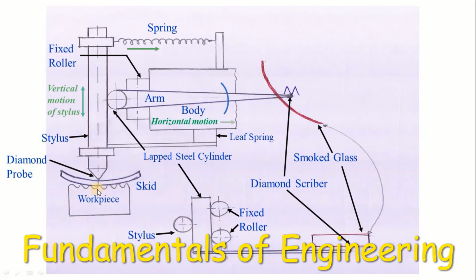Now you see, if there are irregularities on the workpiece during the horizontal motion, the stylus will move in a vertical motion, up or down. That is connected with the lap cylinder, so the lap cylinder also rolls, and that gives movement to the arm. Then the arm is connected with this diamond scriber, and the diamond scriber will give the magnified image on this smoke glass.